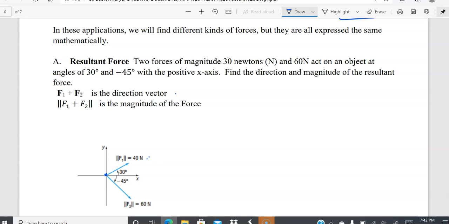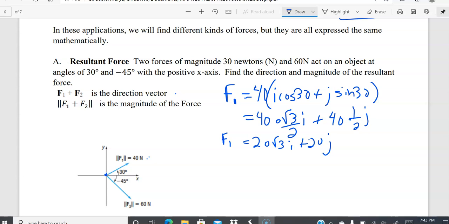So force 1, remember the magnitude is 40. So the vector for force 1, now you see these bolded, that's also another way to write a vector. It's hard to write bold on a piece of paper, so that's why I usually put the little arrow above. That's 40 times i times the cosine of 30 degrees, plus j times the sine of 30 degrees. Go ahead and stop the video and write what vector F1 is going to be.